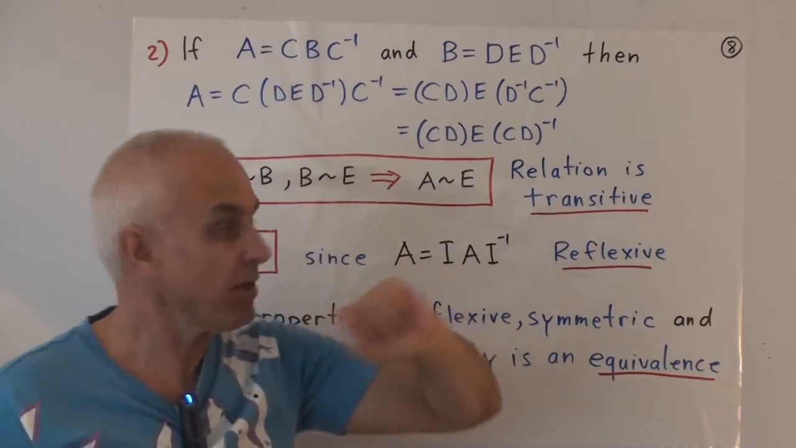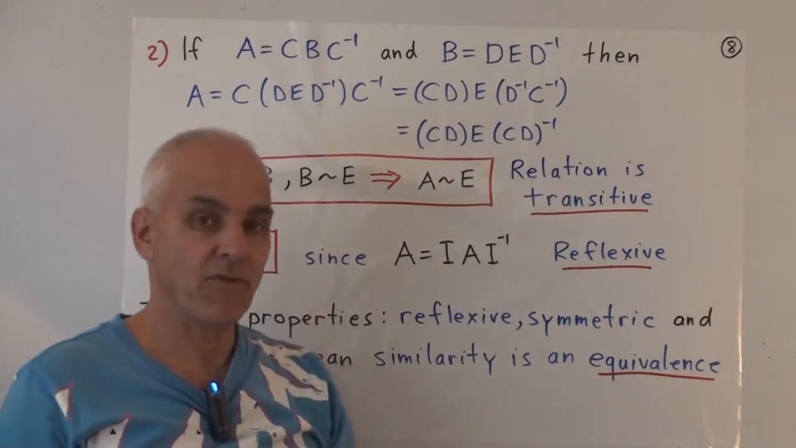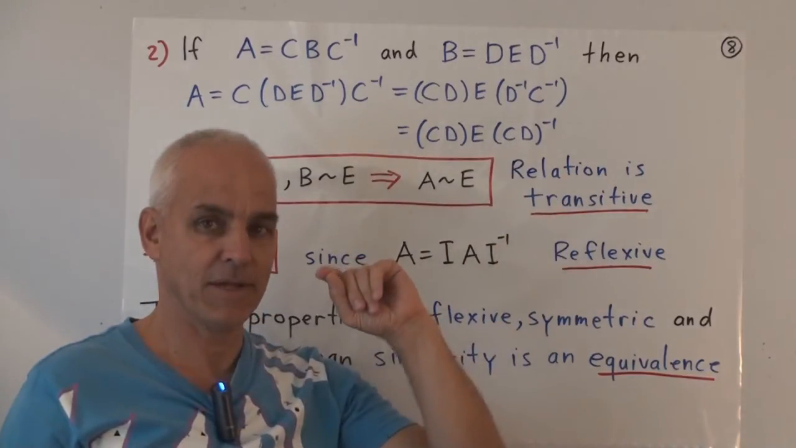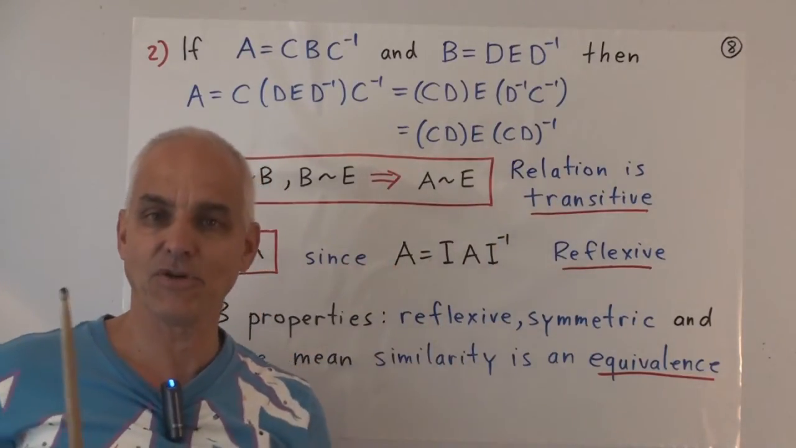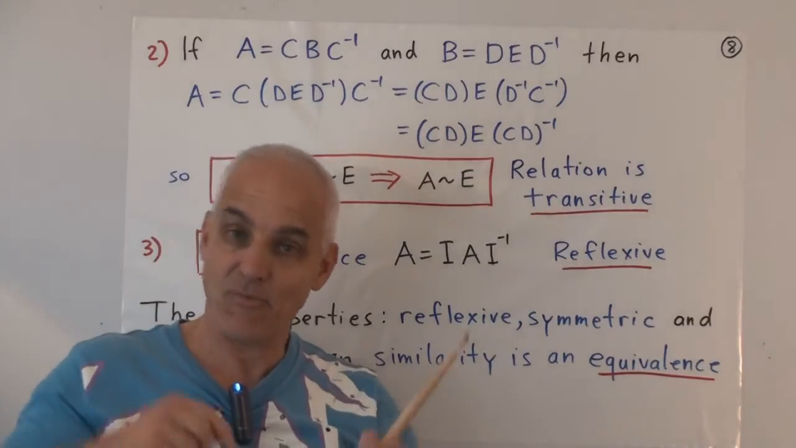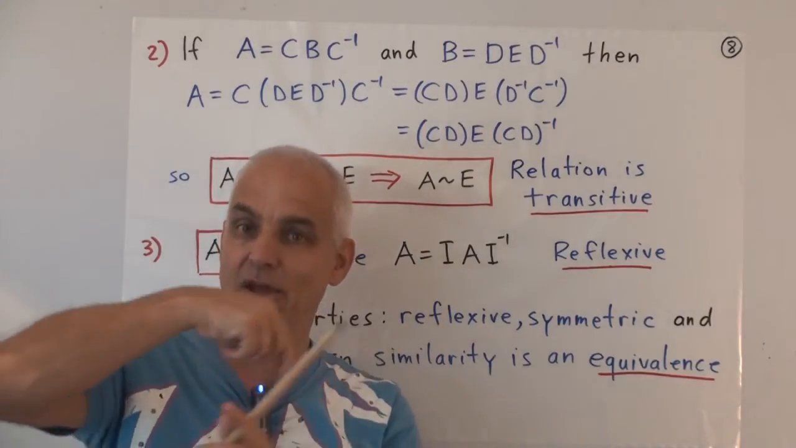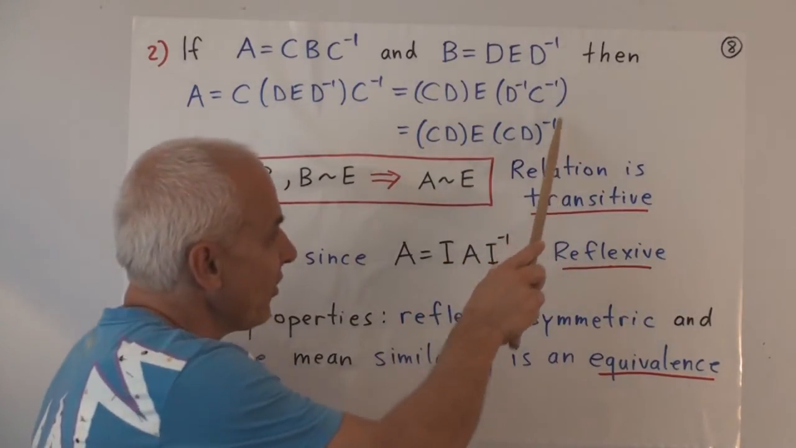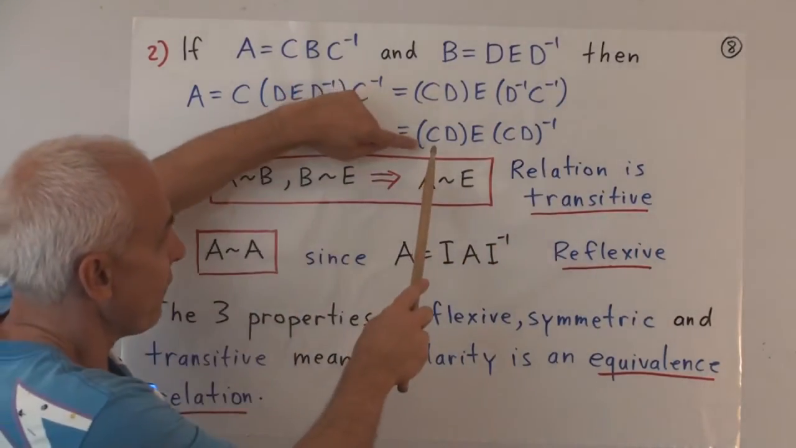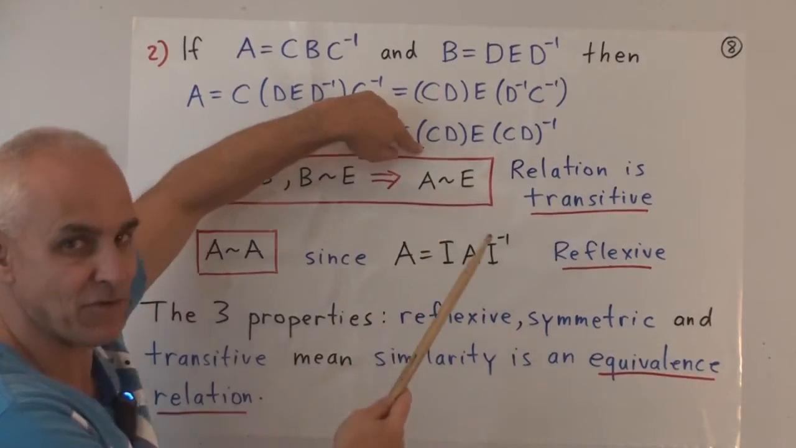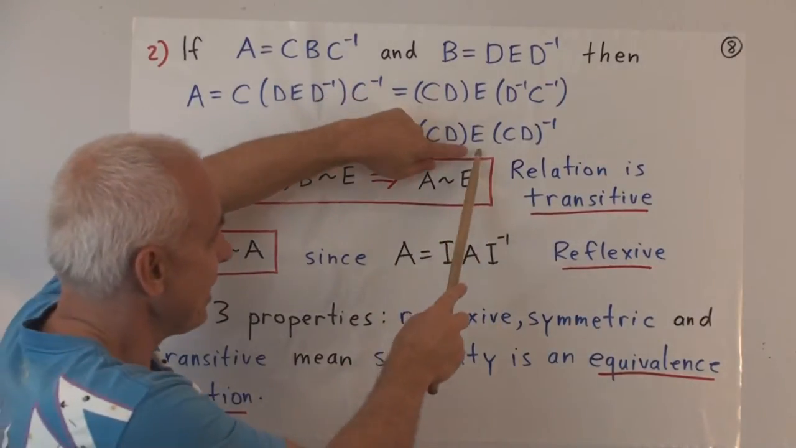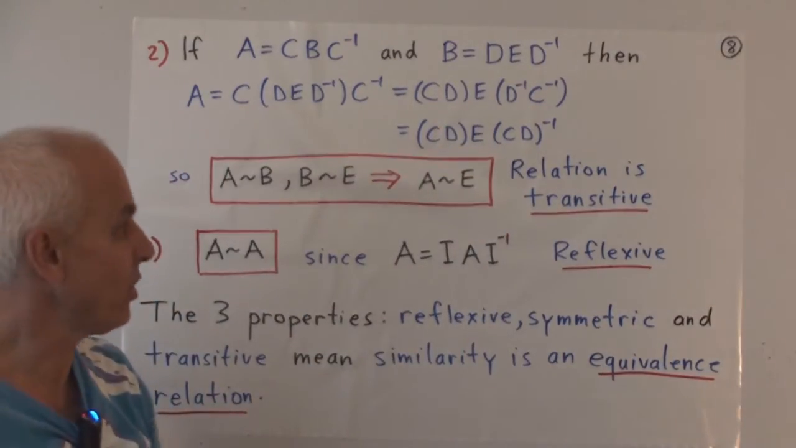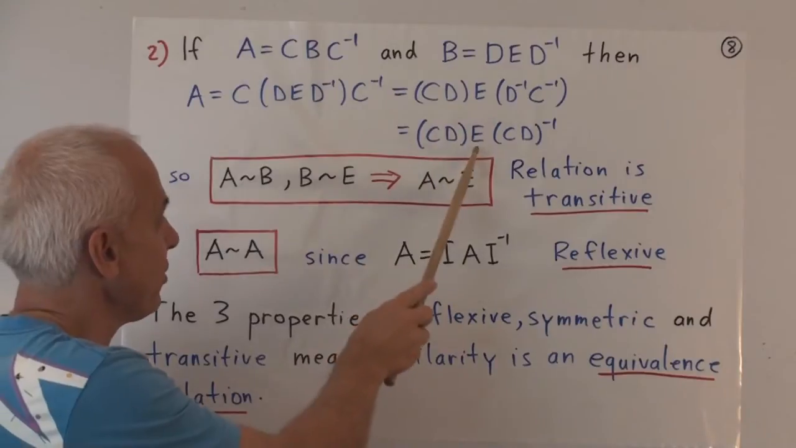And now we have to remember that D inverse, C inverse, that's the inverse of CD. There's a theorem we proved, that the inverse of a product is a product of the inverses, but in the opposite order. So once we've rewritten this in this fashion, we see that it's of the form some matrix, the some matrix being CD, times E times that matrix's inverse. So the conclusion is that A is similar to E.